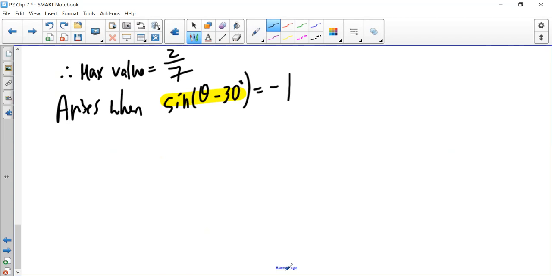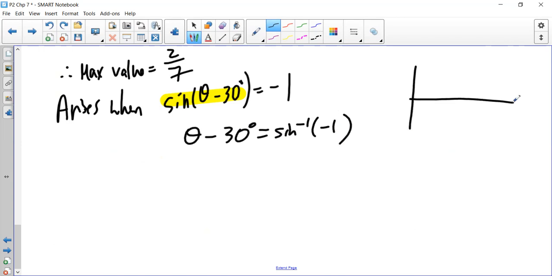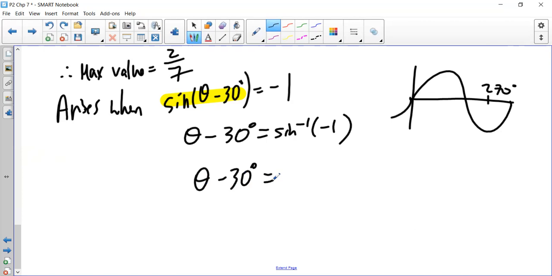Anyway, so arc sine of the right side: theta minus 30 degrees equals inverse sine of minus 1. So inverse sine of minus 1 is 270 degrees. And what's the one before? If you minus 360, it is negative 90 degrees. Or minus 90 degrees. The reason I go backwards is because I see theta minus 30 degrees, which means you move the graph to the right by 30 degrees.